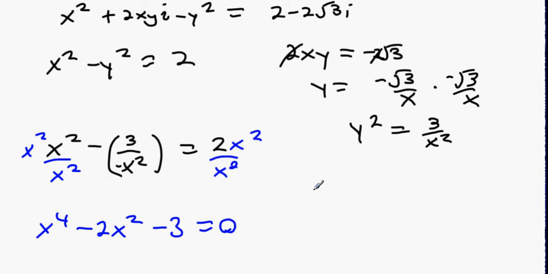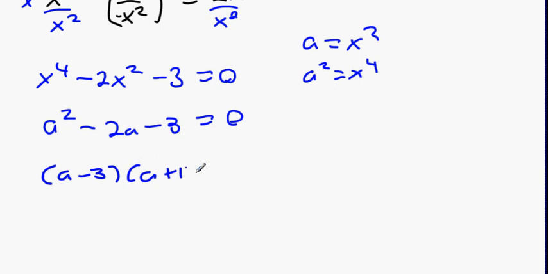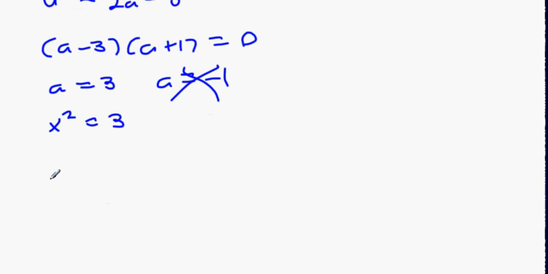We're going to substitute in a new letter. We let a be equal to x squared, such that a squared equals x to the 4. So it's a squared minus 2a minus 3 equals 0. A minus 3, a plus 1 equals 0. A equals 3, a equals minus 1. It can't be equal to minus 1 because x can't be a real number then. Therefore x squared equals 3, so x equals plus or minus root 3.